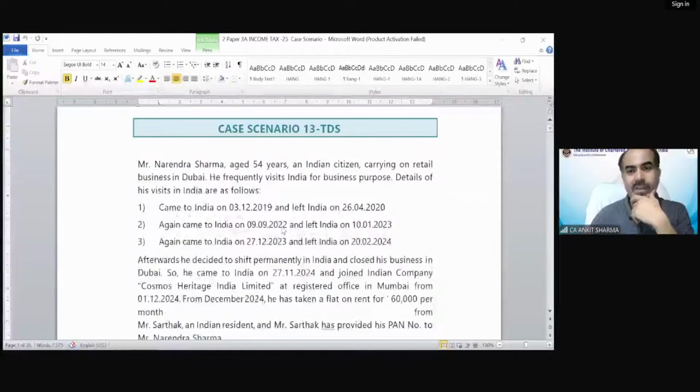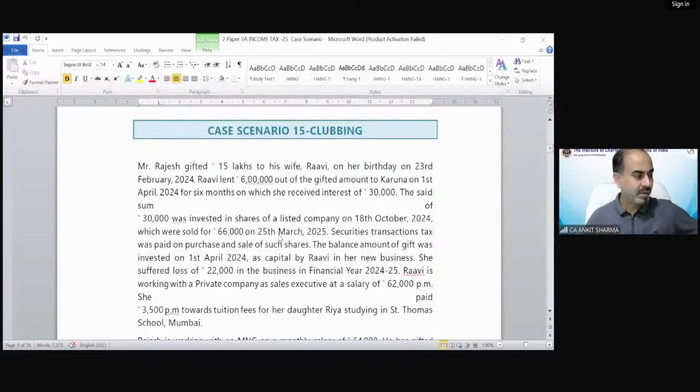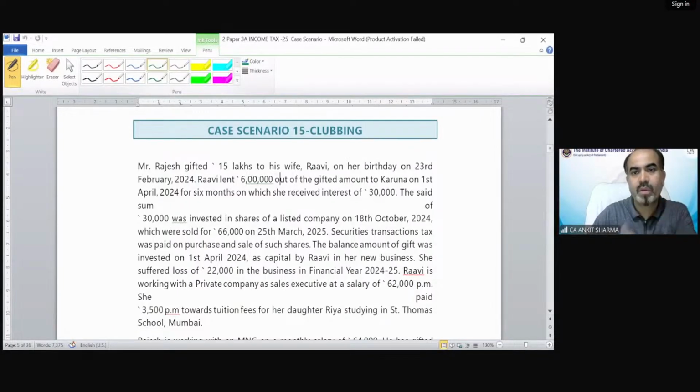Now the case scenario basis, 13 was for TDS. We are going to solve it from case scenario point number 15, and that is regarding clubbing. Mr. Rajesh gifted 15 lakh to his wife, Ravi, on her birthday on 23rd February 2024. Ravi lent 6 lakh out of the gifted amount to Karuna on 1st April 2024 for 6 months, on which she received interest of 30,000 rupees.